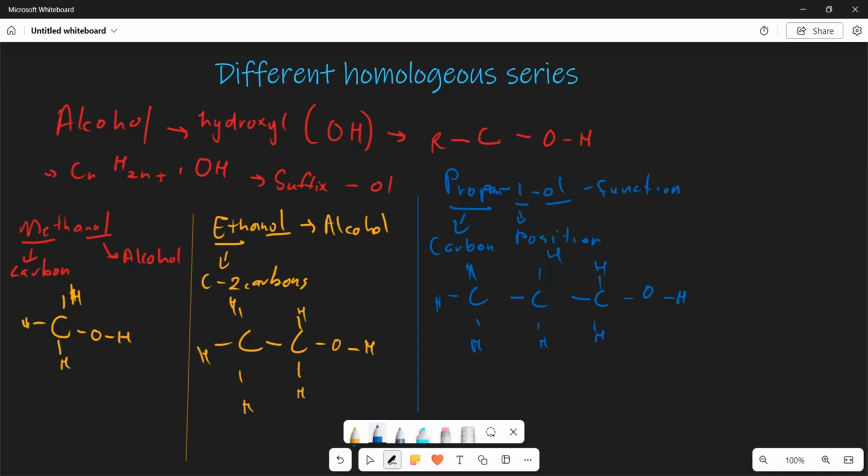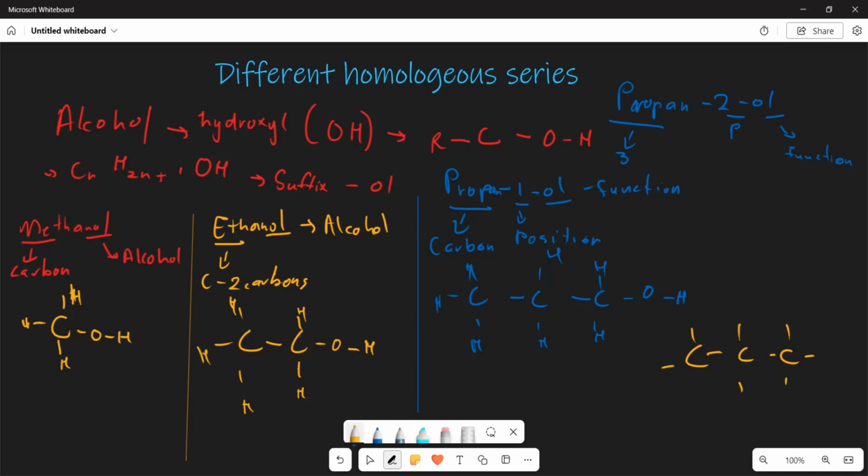Now, let's say we want to discuss propan-2-ol. We already know that prop means 3 carbons, the 2 represents the position, and the ol represents your functional group. What are you going to have now? This is going to be 3 C's: 1, 2, 3 C, with all these particular bonds bonded in here.